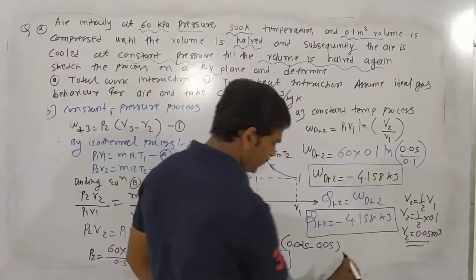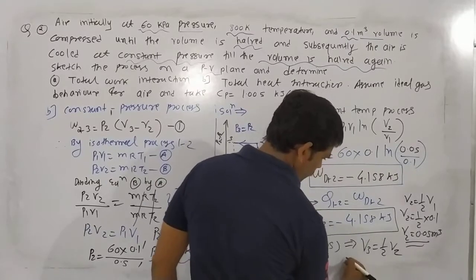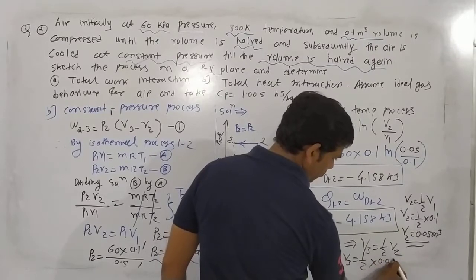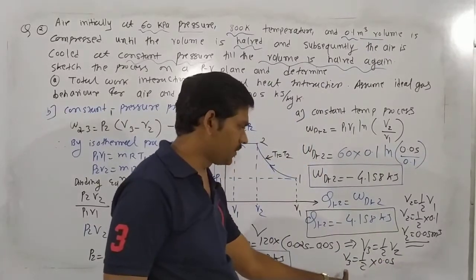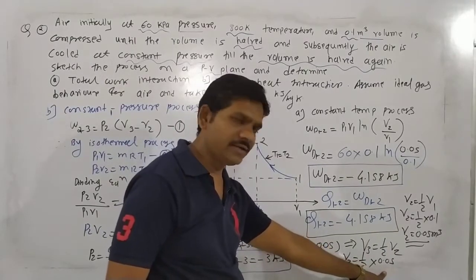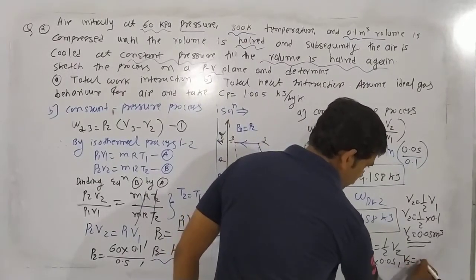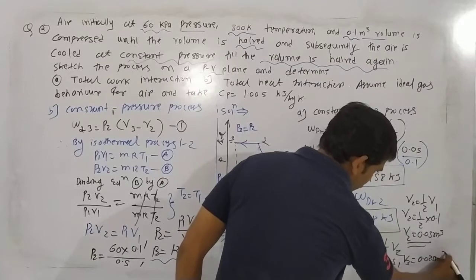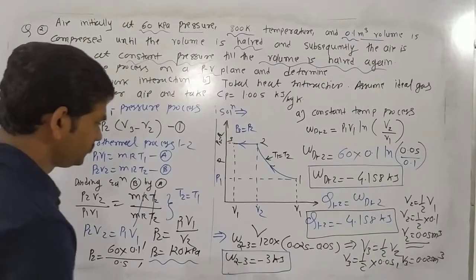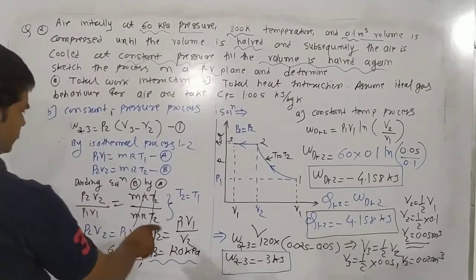Okay, I also solve here. V3 is half of V2, so V3 is equal to 1 upon 2 of V2. V2 is how much? 0.05. You should correct this, because I think I did not write it correctly in the given data. So you should correct the given data. So V3 is equal to 1 by 2 of this. So V3 is 0.025 meter cube. So we are getting this work done for the constant pressure process. Once again I erase these portions.